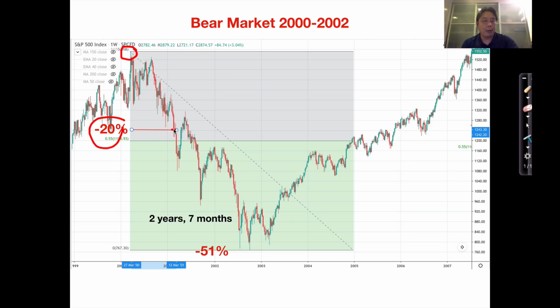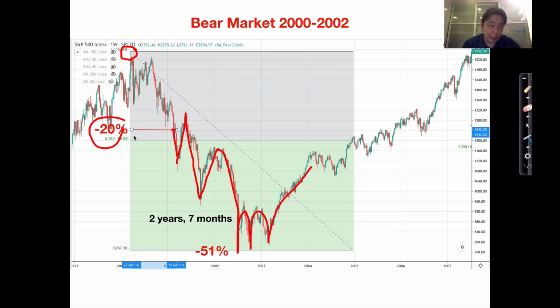Once we hit the bear market, what happened? Went down, rallied up, could not recover 55%, dropped down again. Rallied up, could not recover 55%, dropped down again. Made a bottom, made another bottom, made another bottom. Went all the way up.